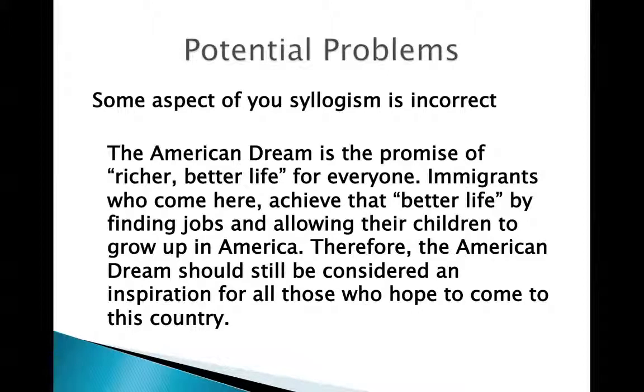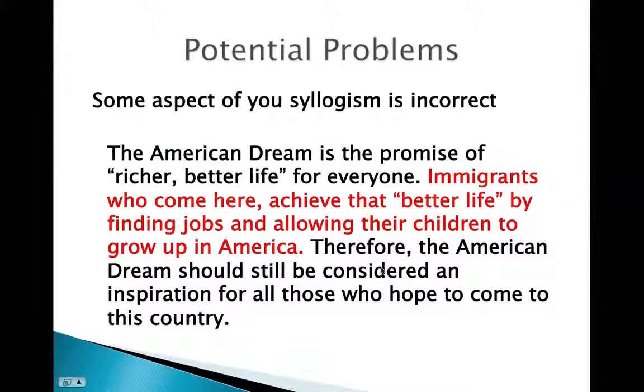Okay? So, potential problems. Some aspect of your syllogism is incorrect. So let's go back to this example that was just given about the American dream. Let's look at the first part. You could argue with that. Some people would argue with that definition of the American dream. So some people may not accept that premise as being correct. Therefore, they would debunk your entire argument. But let's say they do accept that. Let's look at the second part.